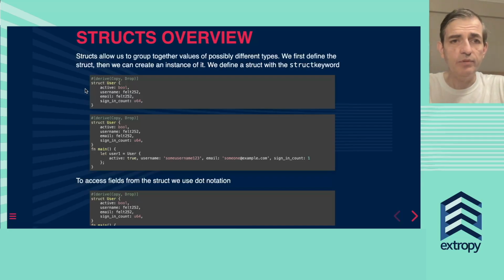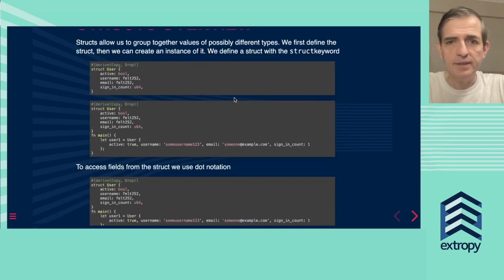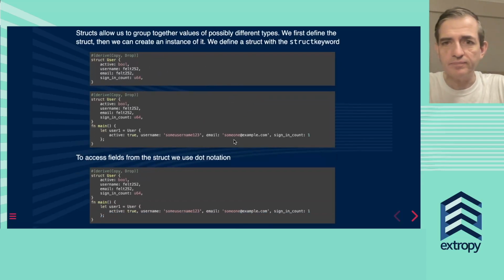You see here we've got a struct User, and that has a number of fields of different types, and the difference between a struct and a tuple is that the fields within the struct are named. So you can see here we've got the name active as the first field within this User struct, and yes, you can see it being used here.